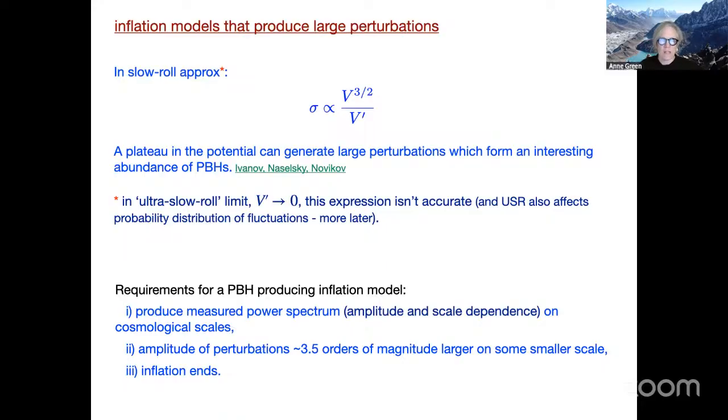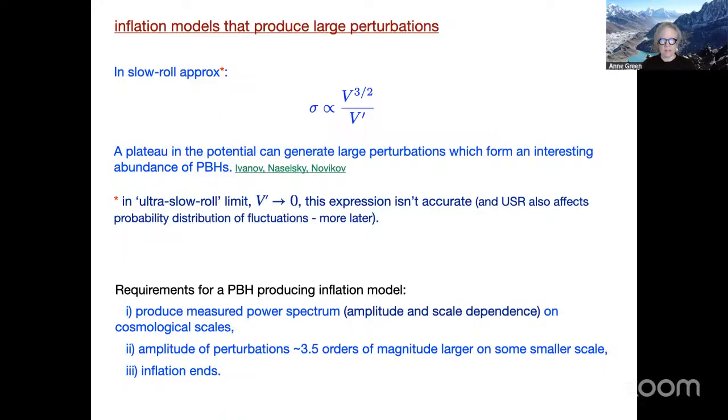Although a caution here is that in the ultra slow roll limit, as in when the slope tends to zero, the slow roll approximation actually isn't valid. And so you need to do a numerical calculation of the perturbations. And as I'll mention briefly at the end, if I've got time, ultra slow roll also affects the probability distribution of the fluctuations.